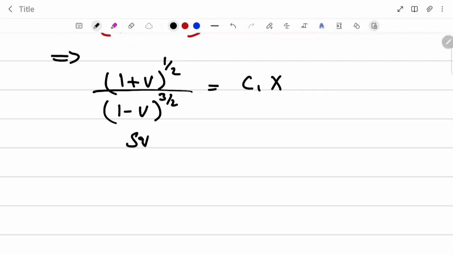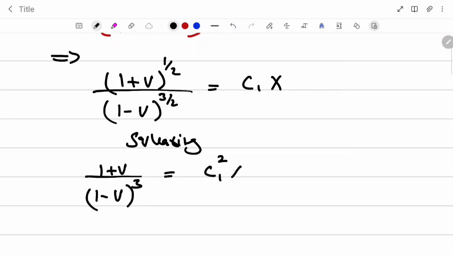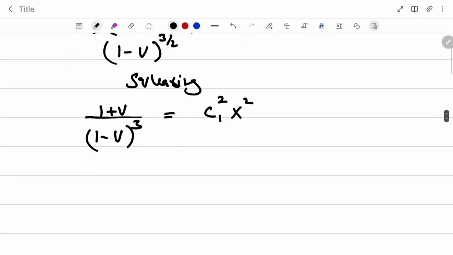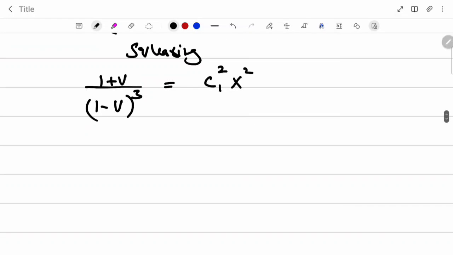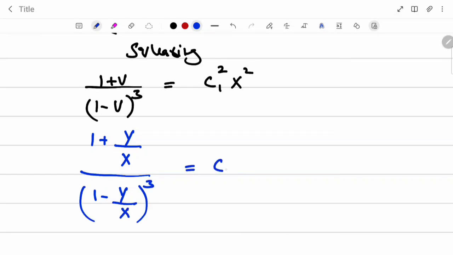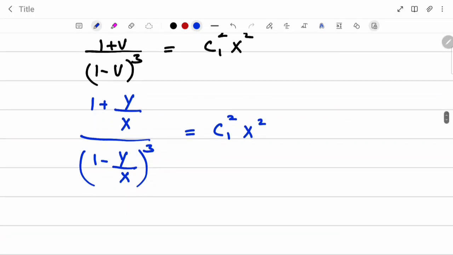So can I make a squaring of it? Squaring makes 1 plus v over 1 minus v cubed, and then we have c1 square, and then we have x square. Okay, now we substitute the original value of v, that is capital Y over capital X. 1 plus capital Y over capital X over 1 minus capital Y over capital X, whole cube, equals c1 square x square.